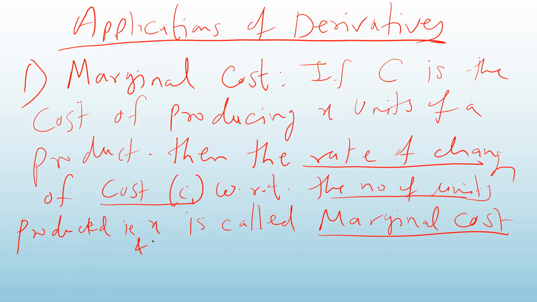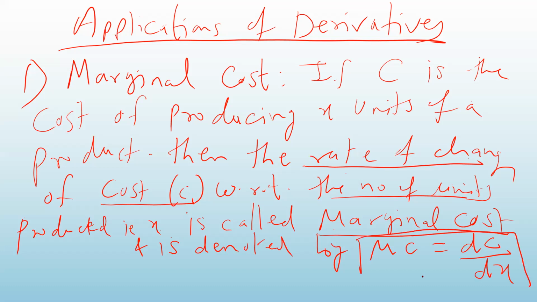And it is denoted by MC, M for marginal, C for cost. So marginal cost is what? It is derivative of C with respect to X. So remember this one. Derivative of cost with respect to X, where X is the number of units produced. That is called as marginal cost. So in other words, what is marginal cost? It is the rate of change of cost with respect to change in number of units produced.